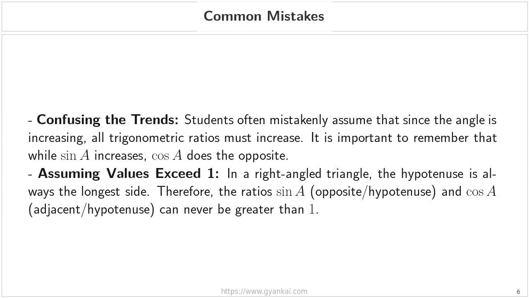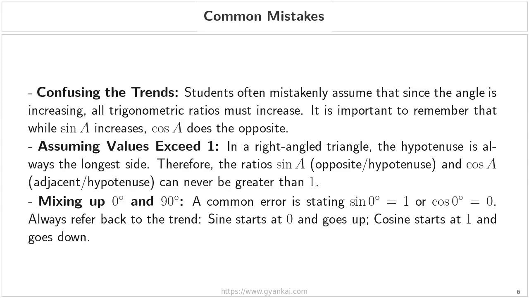Second, be careful about assuming that these values can ever exceed 1. Remember our discussion about the right-angled triangle and the leaning ladder. The hypotenuse is always the longest side of the triangle. Because sine is the ratio of the opposite side over the hypotenuse, and cosine is the ratio of the adjacent side over the hypotenuse, these values can never be greater than 1. The numerator can never be larger than the denominator.